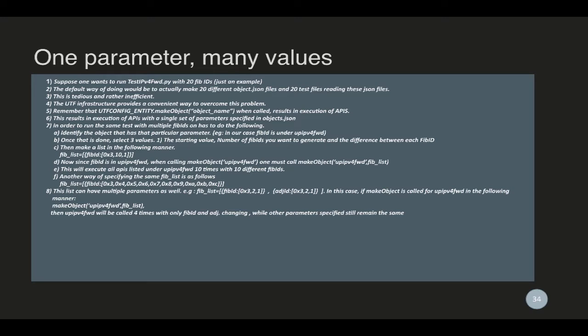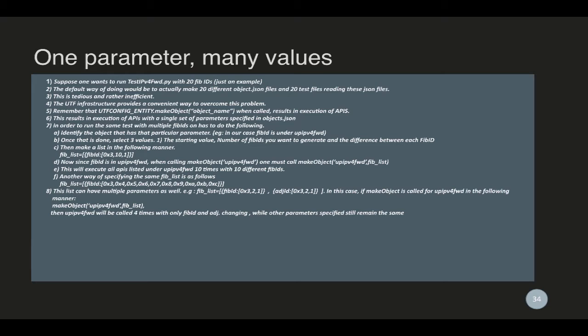Now since fib ID is in up IPv4 forward, when calling make object up IPv4 forward, one must call make object with up IPv4 forward, and the change here is you'll have to specify the fib list as well. This will execute all APIs listed under up IPv4 forward 10 times with 10 different fib IDs. Another way of specifying the same fib list is as follows, wherein you specify fib ID followed by 0x3, 0x4, 0x5, 0x6, 0x7, 0x8, 0x9, A, B, and C. So it's the same thing, just a different way you can specify things.